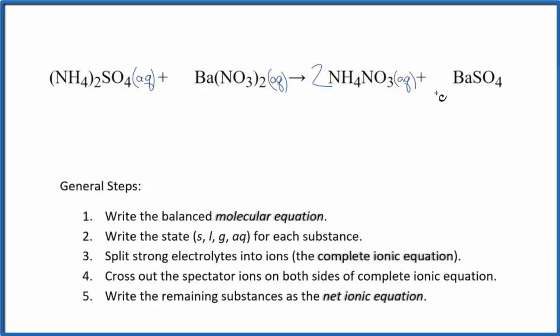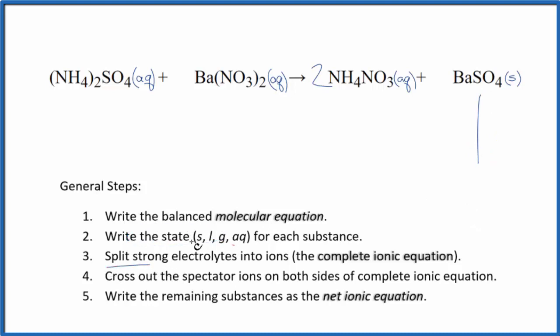Sulfates often are insoluble. In the case of barium sulfate, it's an insoluble compound. Because of that, we're going to write an s for solid. Since it's insoluble, it won't dissolve. In fact, when these react right here, it'll form a solid which will fall to the bottom of the test tube in a precipitation reaction. So now we have the states.